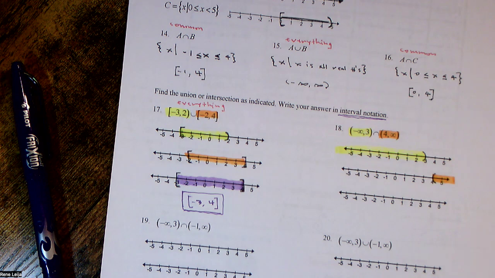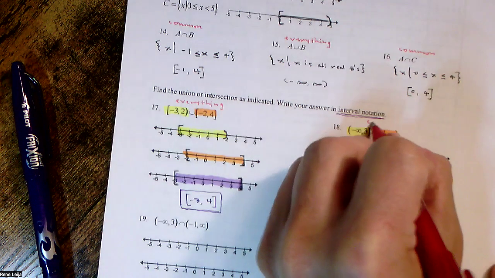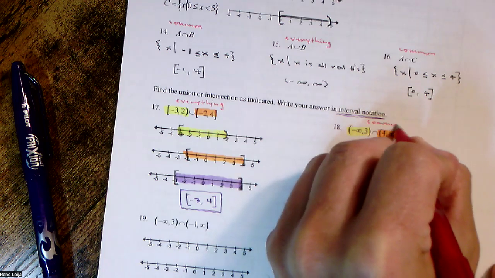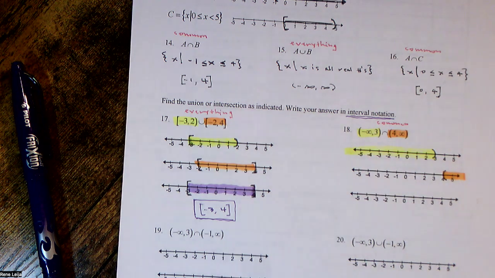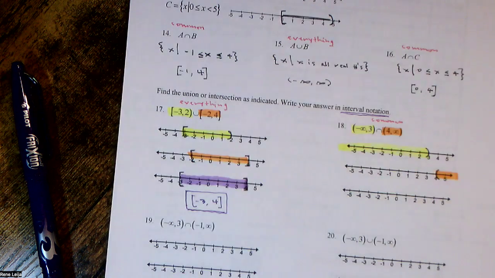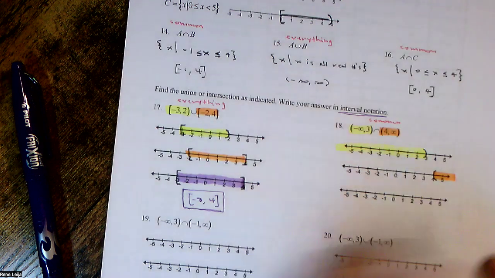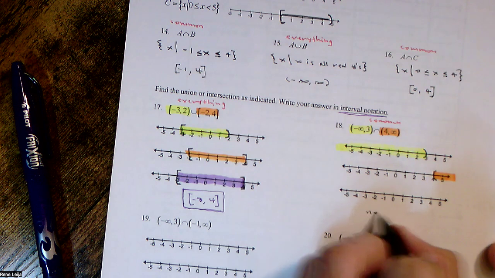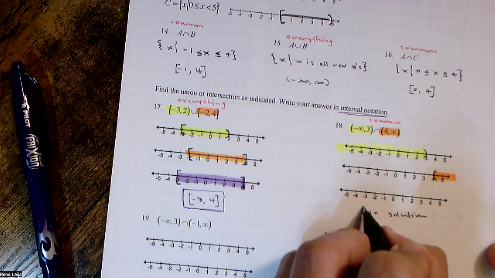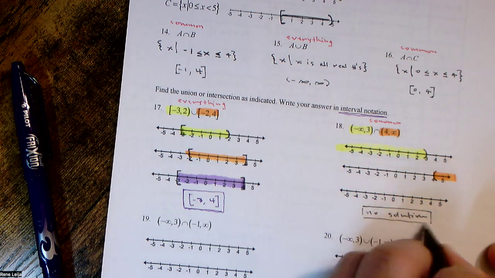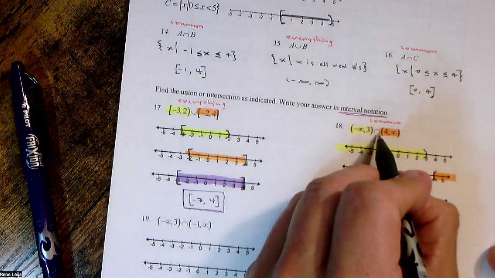Okay, now this is the intersection, so it wants what is common. So what is common with this set and this set? In other words, is there an overlap? And there is not an overlap, so I have no solution. All right, so I have nothing to graph. So my answer is just a no solution because I don't have anything. I don't have a number that works here and here.